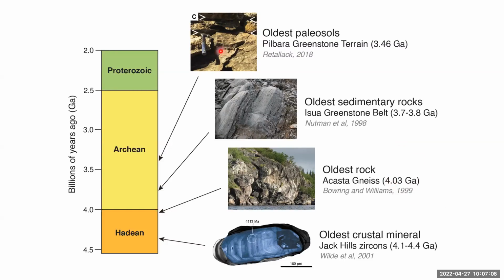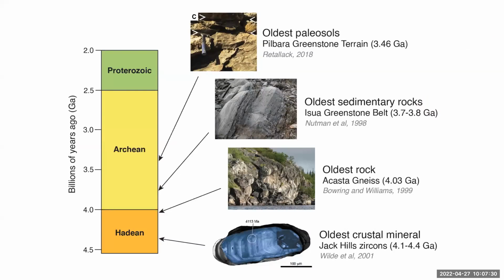A bit younger, we also find rocks that formed at the surface of the Earth. So we have sedimentary rocks in Greenland, the Isua Greenstone Belt. This is an example of some turbidites. And even younger, around 3.5 billion years ago, we find evidence for soil formation, so paleosols in Western Australia.